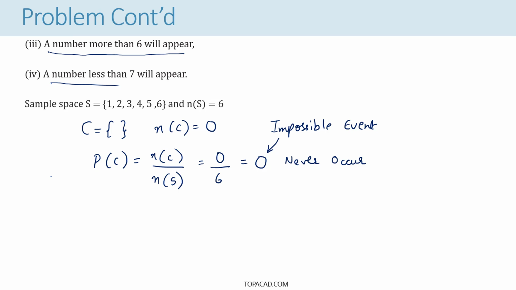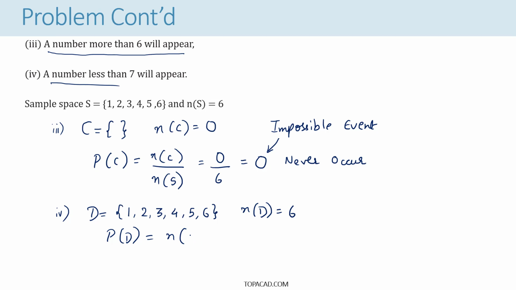And now let's take a look at the fourth problem. This is the third one. Let's take a look at the fourth one. A number less than 7 appears. If D is an event where a number less than 7 appears, 1 is less than 7, 2, 3, 4. All the numbers on a die are less than 7. So n of D is equal to 6. So the probability of a number less than 7 appearing is equal to n of D by n of S, which is equal to 6 by 6, which is equal to 1.